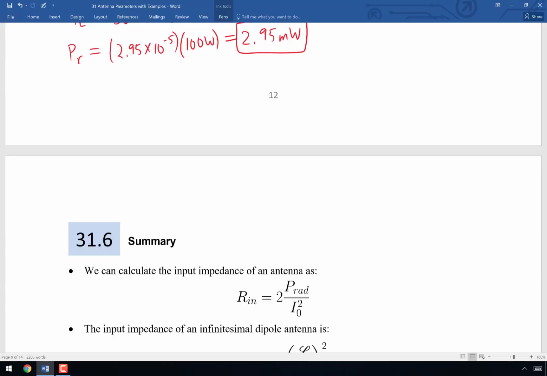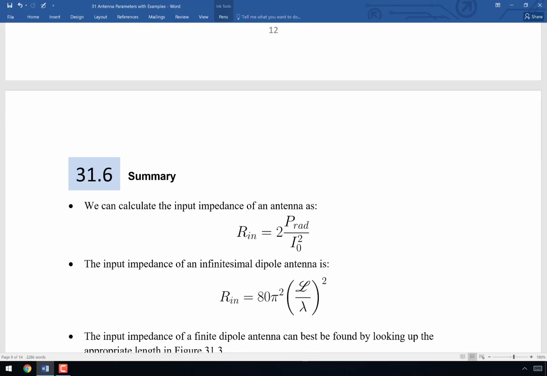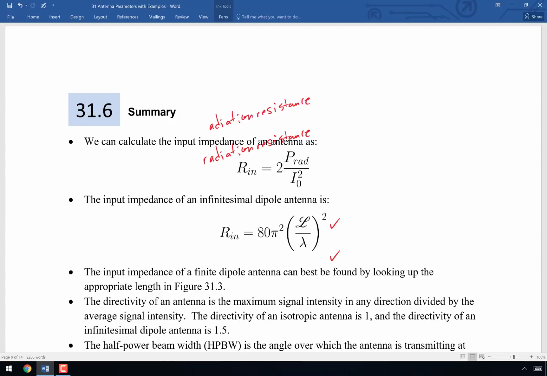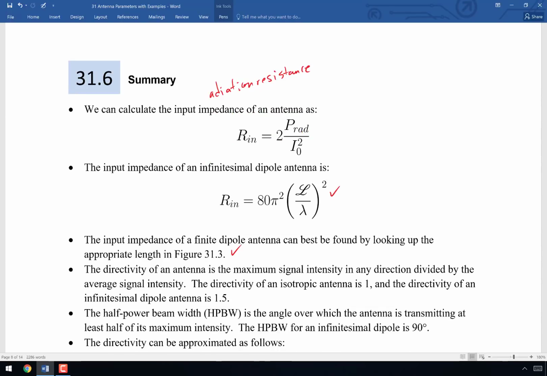So, summary of today, we saw a lot of different quantities. We talked about how to calculate the input impedance, which is also called the radiation resistance. We calculated those quantities for an infinitesimal dipole, and my advice is to look at figure 31.3 if you have a finite dipole.